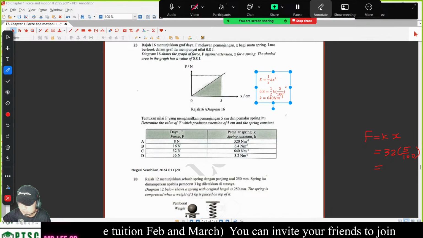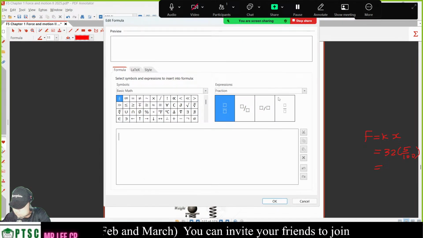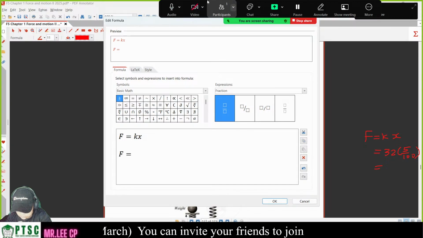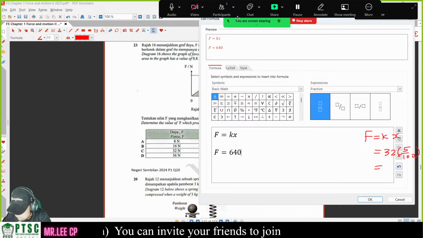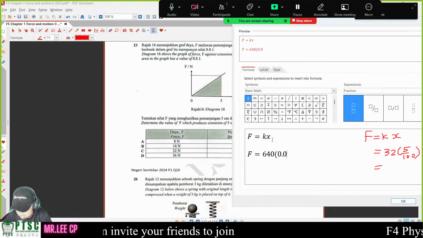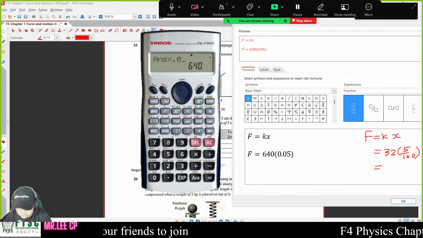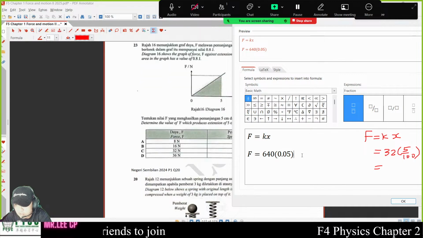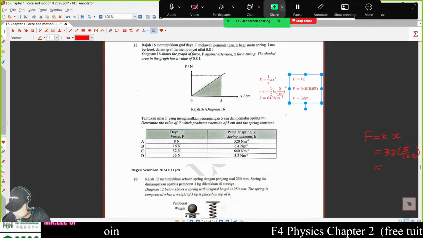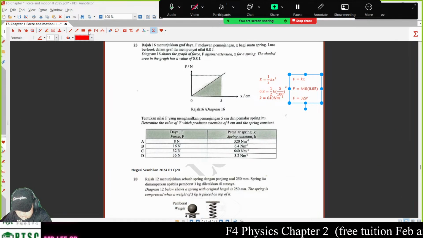Now, here, F is kx. F I don't know. K 640. X is extension 5 cm. So you need to change it to meter, 0.05. Right? 640 times 0.05. 32. So F is equal to 32. This one betul. Okay. So answer is C.